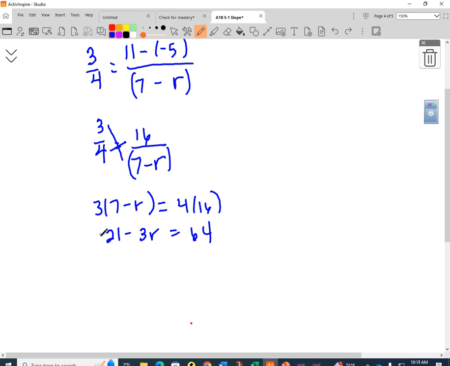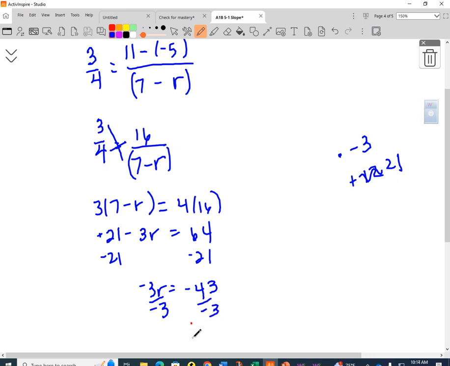Remember that this is a positive, so we're undoing multiplying by negative 3, and we're undoing a positive adding 21. Subtract 21 from both sides. Negative 3r equals negative 43. Divide both sides by negative 3. And then r is positive 43/3.